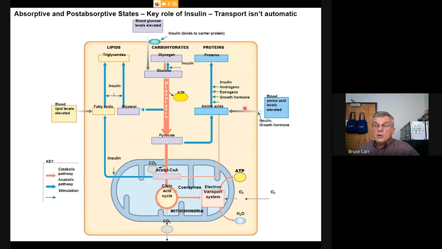If you think about it, if amino acids just went into the cell easily, you could basically eat high protein and get around diabetes. But nope, you need insulin for that transport. Now, growth hormone is shown because growth hormone together with insulin actually tremendously accelerates the delivery of amino acids.